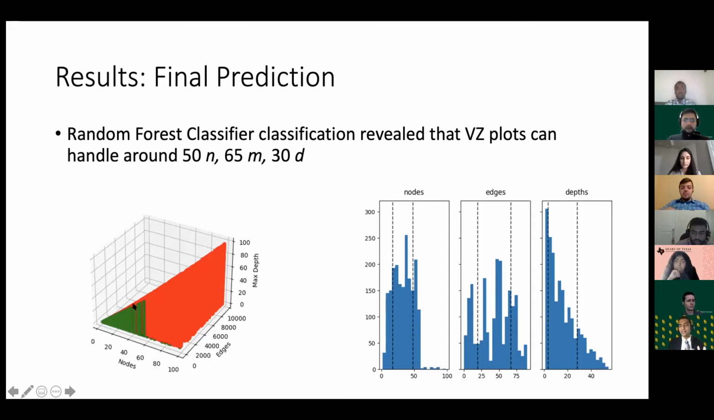But because that one's a little hard to see well, we decided to plot it in a histogram and then take one standard deviation ahead of the mean, which is how we got these final numbers. You can see here on this node graph, one standard deviation is around 50 nodes, one standard deviation of the edges is around 65 edges, and one standard deviation of depths is around 30 depth. And so that's how we ended up with our final numbers.